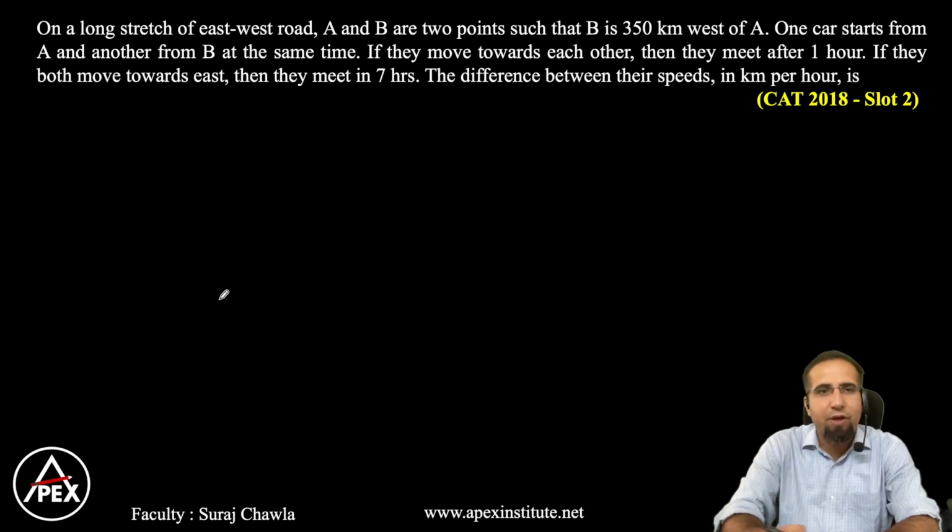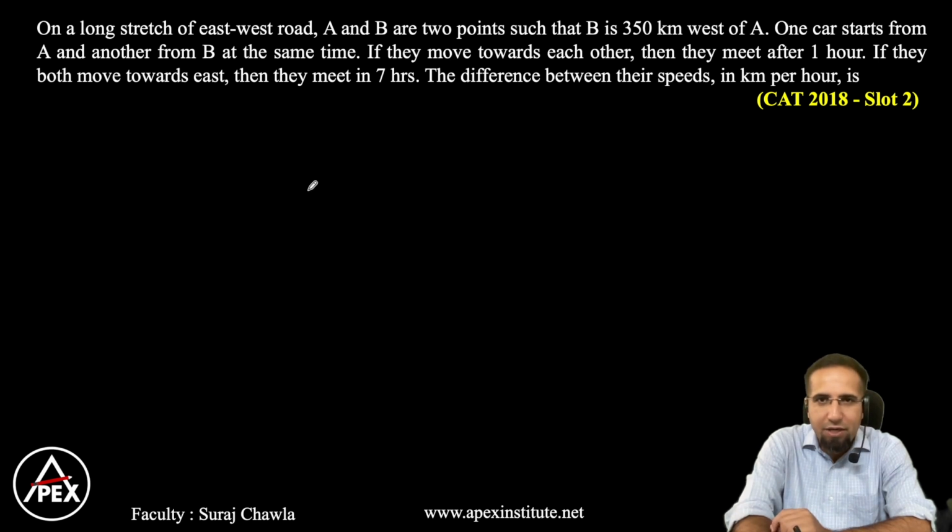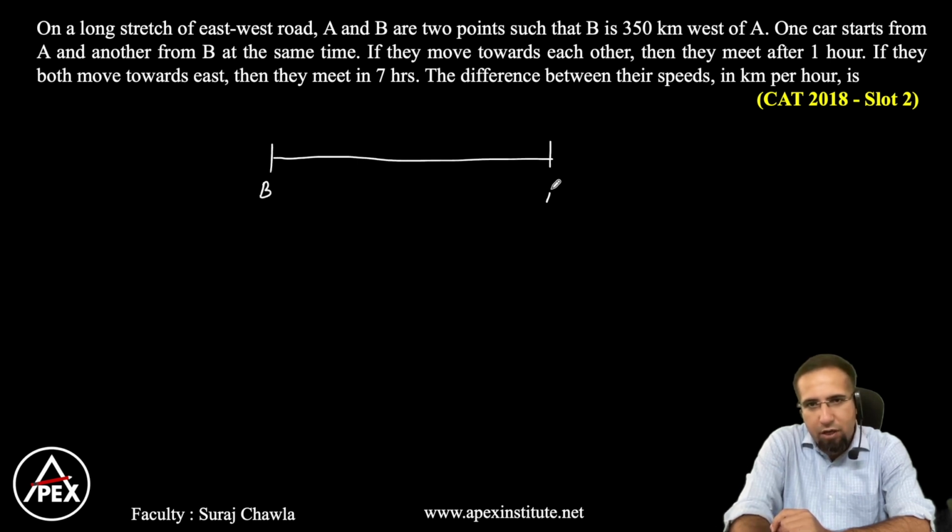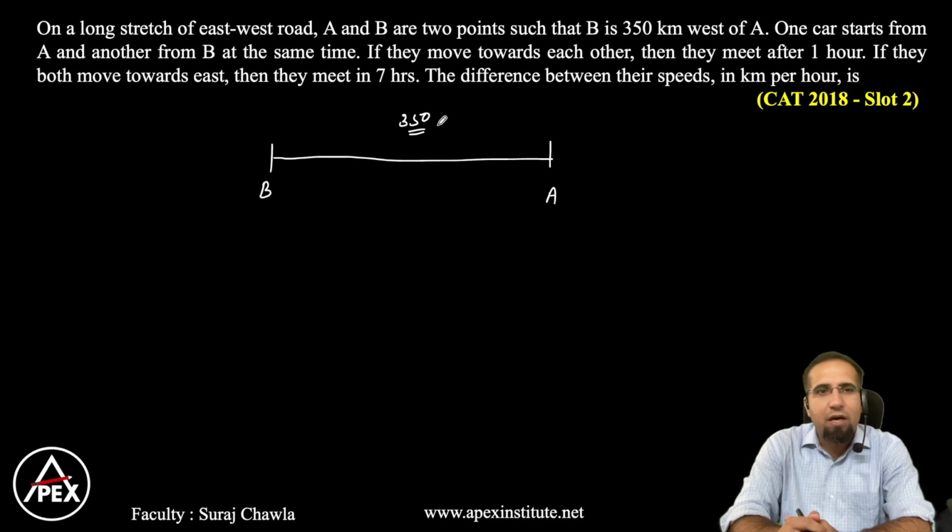Now, on a long stretch of east-west road, A and B are 2 points which are such that B is 350 kilometers to the west of A. So, B is to the west of A. So, I have B here, I have A here, and this stretch is going to be 350 kilometers long. Okay. Now, one car starts from A and another starts from B. If they move towards each other, they meet after 1 hour. Now, what is the distance separating them?